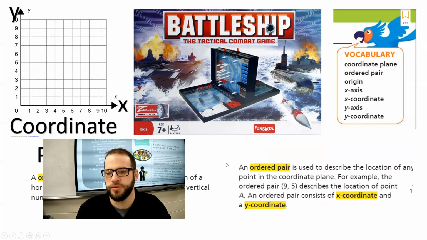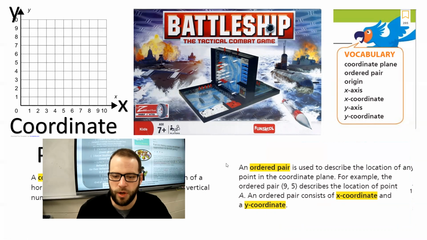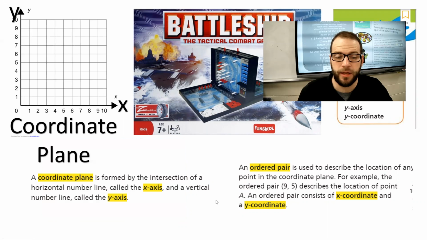An ordered pair is used to describe the location of any point in the coordinate plane. For example, the ordered pair 9, 5 describes the location of A. Well, how do we know that? We don't see A. Let me show you where A is. A would be 9, so it's 9, 5. So that means 9 over, 5 up.